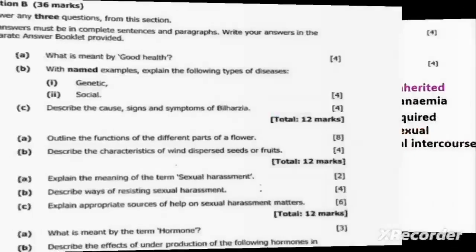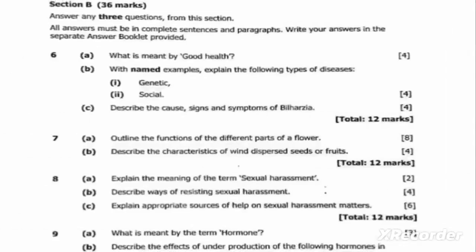We shift to the next question, which is question 6C. Describe the cause, signs, and symptoms of Bilharzia. The question is carrying 4 marks, and it has been divided into 2 parts. So the first part of the question is saying describe the cause. Then the second part of the question, signs and symptoms.